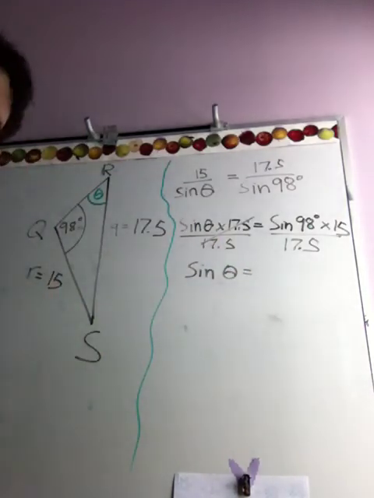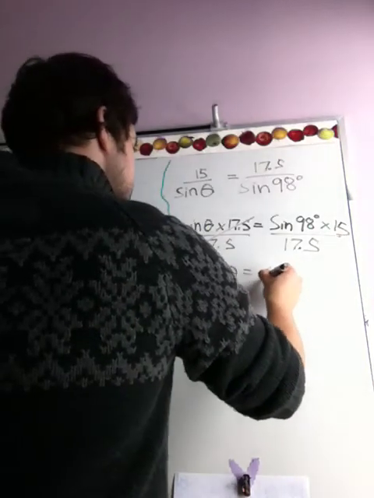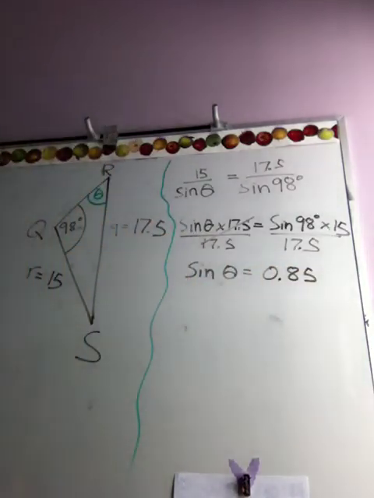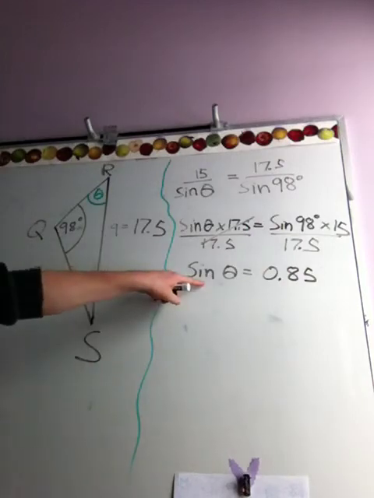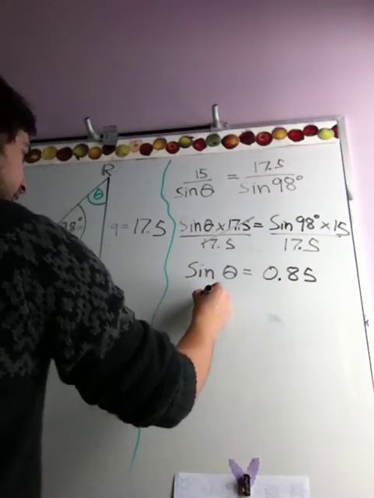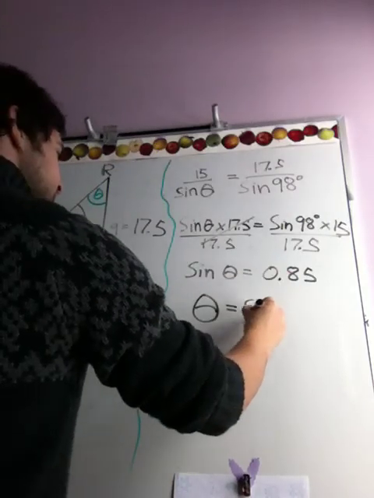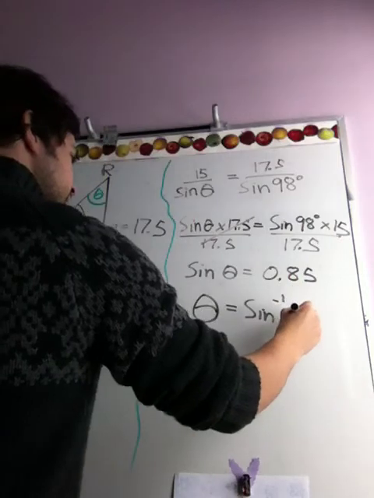Now we've got some calculations to do on the other side. In this order, sine of 98 times 15 divided by 17.5 equals 0.85. So we're just about done. We still have sine over here. We only want theta to be left over here, so we'll move sine to the other side, and it becomes sine exponent negative 1.